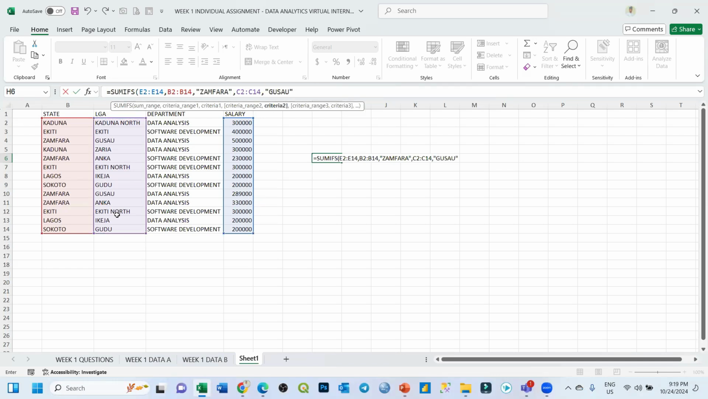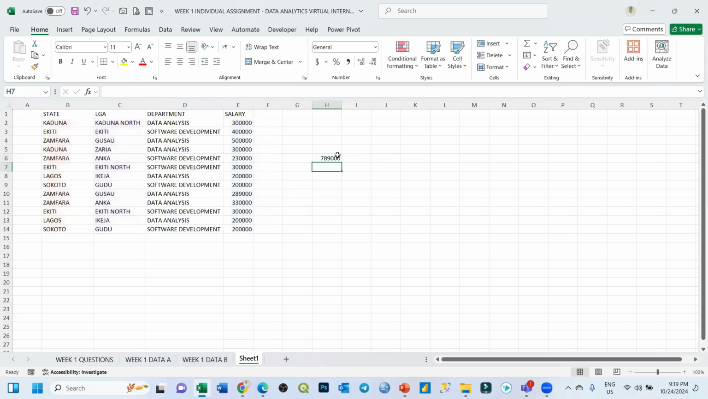So if I have another criteria, let's say I need for department, we'll do that for department, but let's get this one. Then I'll just close my bracket. Now, if I press enter, it will calculate the salary of those that are from Zamfara and they are from Gusau LGA. It will count the total salary of those people for us. That's what this function will do for you.